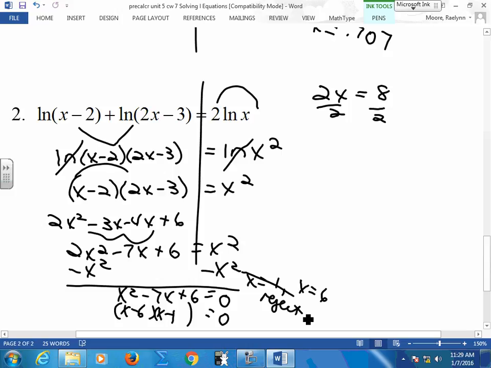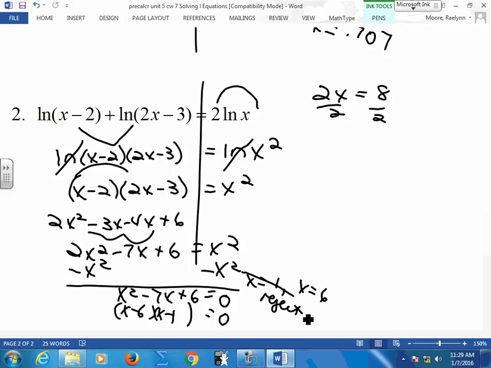Let me test my 6. 6 minus 2, 4. I can take the log of 4. 6 times 2 is 12 minus 3. I can take the log of 9. Log of 6, I could do that one. So I can keep that one, and then maybe you further want to check to make sure that that works. Yeah, it works. That one works, right?